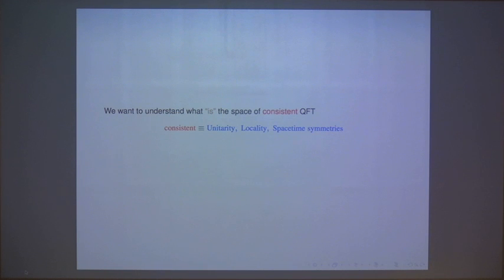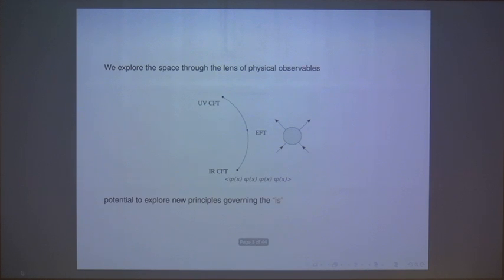So basically, the question that we want to ask is, what is the space of consistent QFT? So the operative word here is, of course, consistent, which, as usual, means that it is consistent with unitarity, locality, and whatever space-time symmetry we desire. And we will view or explore this space through the lens of physical observables. So since we're interested in general quantum field theories, we'll be interested both in the CFT as well as the EFT along the RG flow.